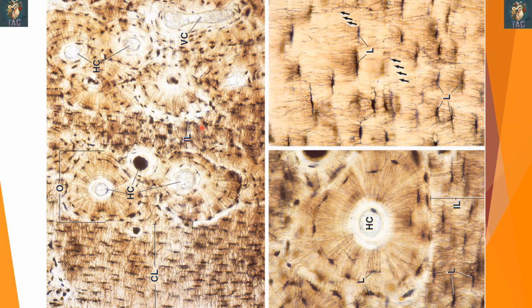This one is the interstitial lamellae which is present. This one is the Volkmann's canal, and this is the circumferential lamellae, maybe the outer or the inner depending upon the location where it is present.